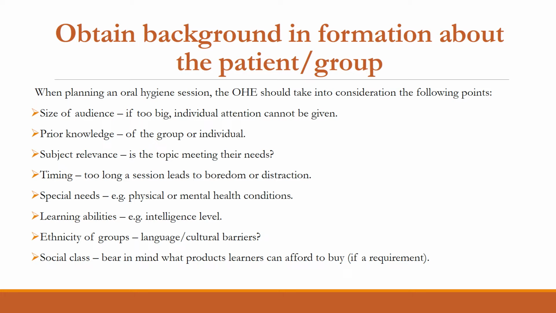Special needs, for example physical or mental health conditions. If you are educating special needs children or adults, you should be very careful. You have to accommodate their illness. If you are giving health education for the dumb, it's different. If you are giving health education for the deaf, it's different. So you should know your target group. Learning abilities, that is intelligence level. So you should know whether your target is intelligent, moderate, or poorly intelligent.